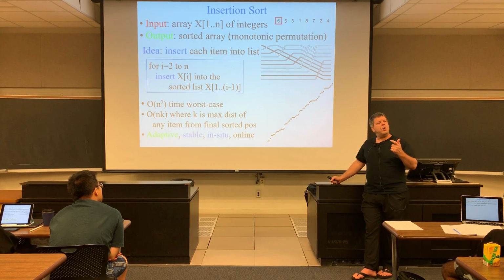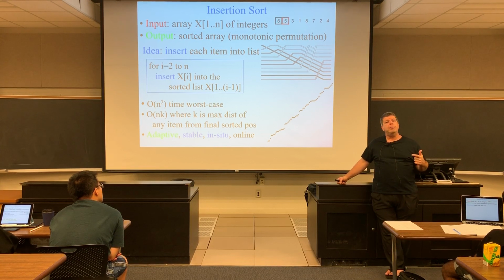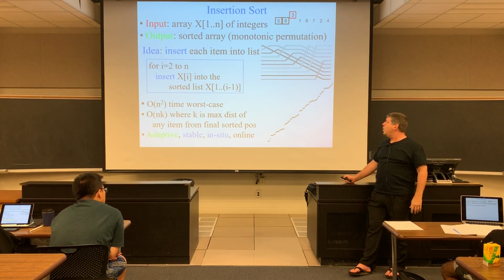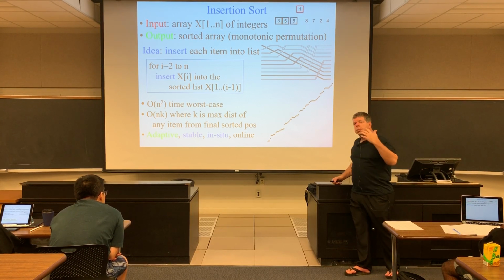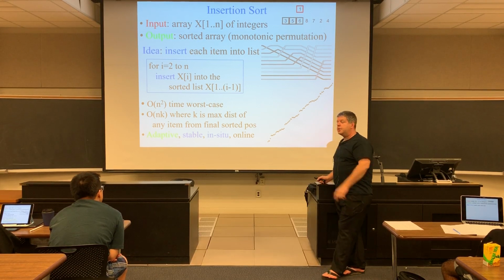But if everything is only a little bit of distance removed from its rightful place, you may not have to work that hard, because you won't have to shove down a lot of things every time you insert something. How many get that? Of course, you don't know what k is when you're given the data. So that's the trick. But the running time is input dependent. It's not just oblivious n squared no matter what, like some of the others were.